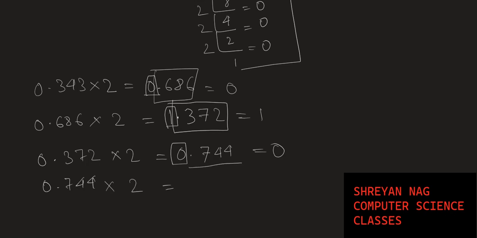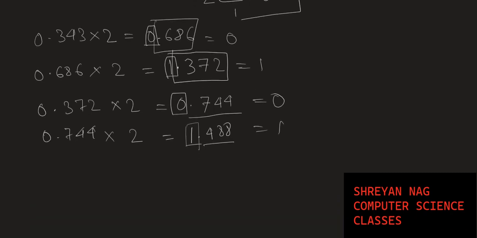Multiply it by 2 again, then what are you getting? 1.488. Place the 1 here and take out the rest of the part. 0.488 into 2 is 0.976.